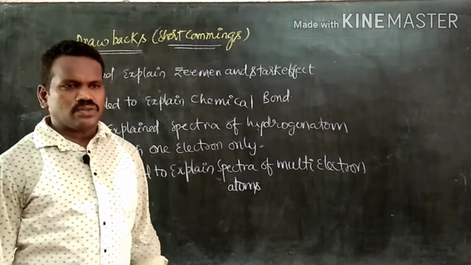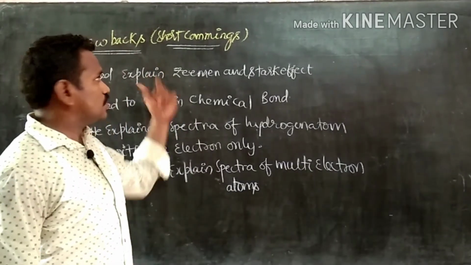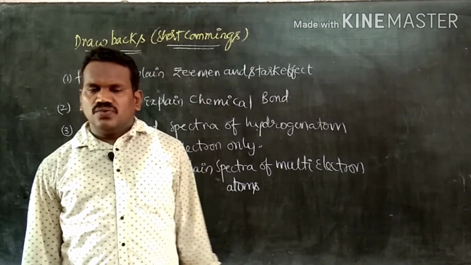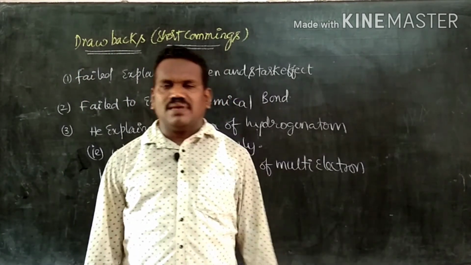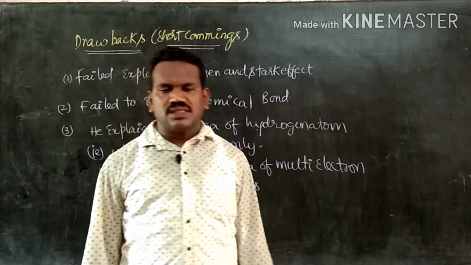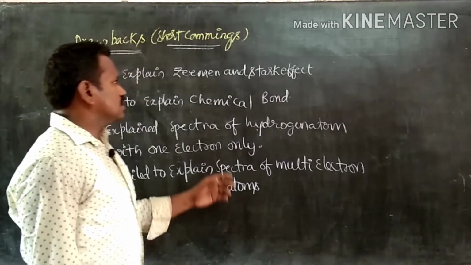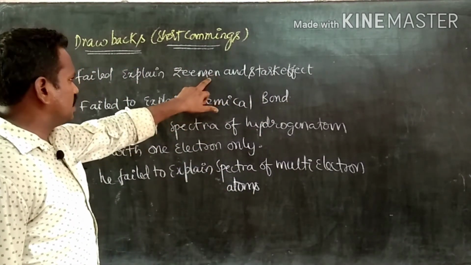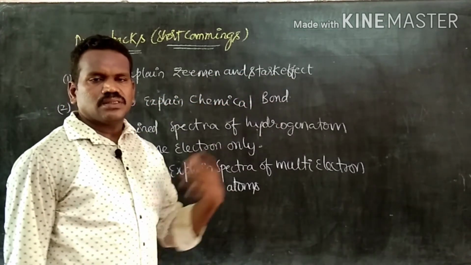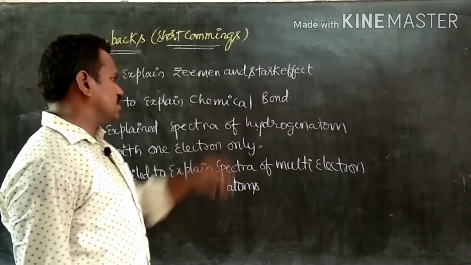As we already know, every atomic model has some shortcomings, that is, some drawbacks. Even Niels Bohr's atomic model, which is very structured compared to the Rutherford model, also has some drawbacks. Now, what are those drawbacks? The first drawback is that it is unable to explain the Zeeman effect and Stark effect. In the next videos, we are going to learn what the Zeeman effect and Stark effect are.